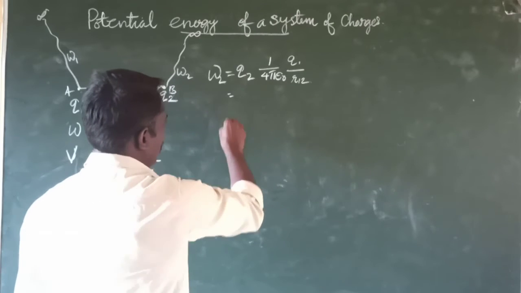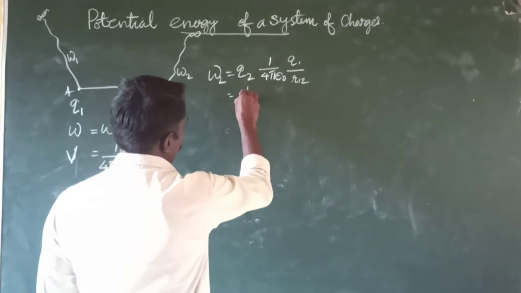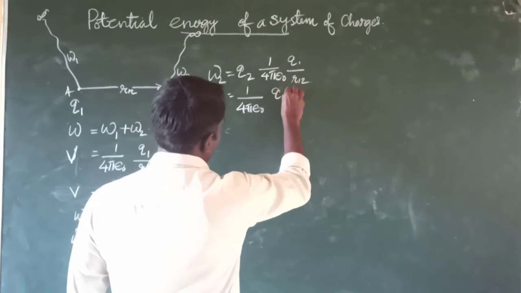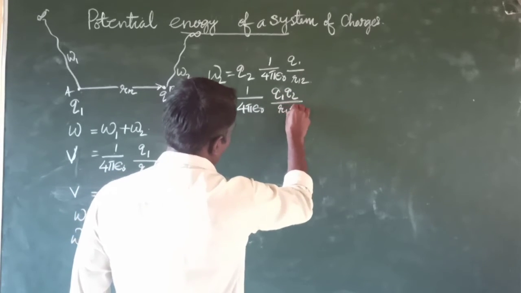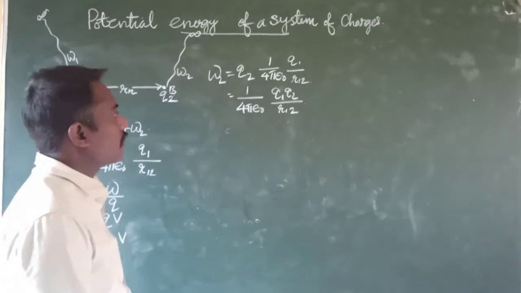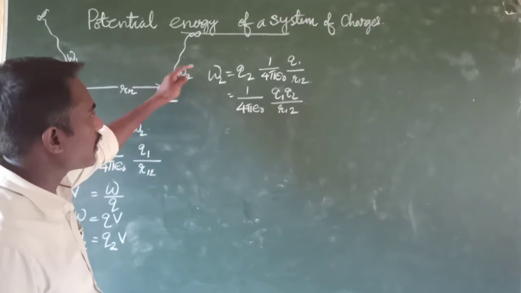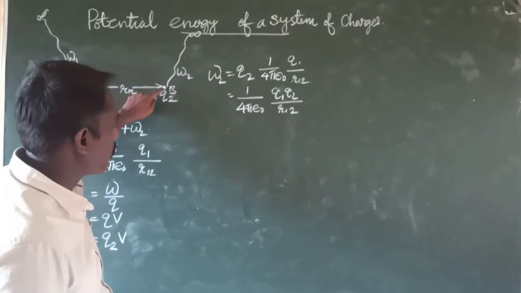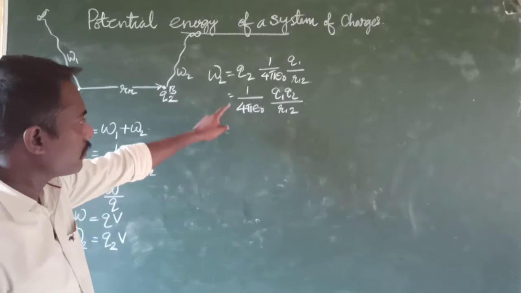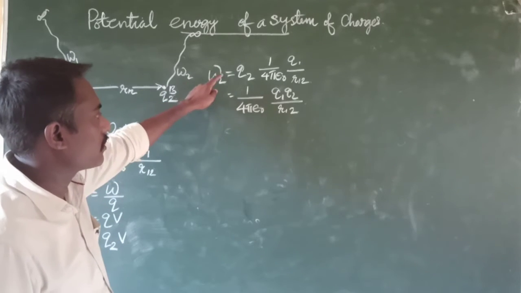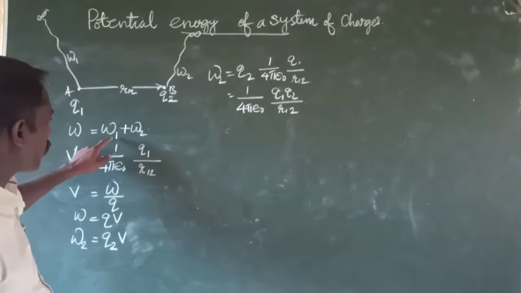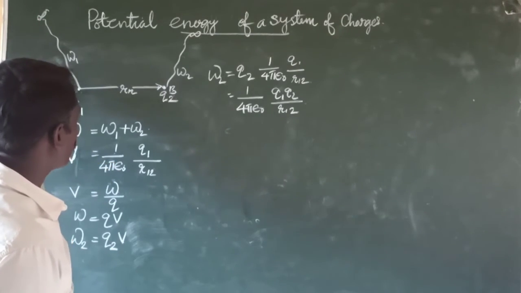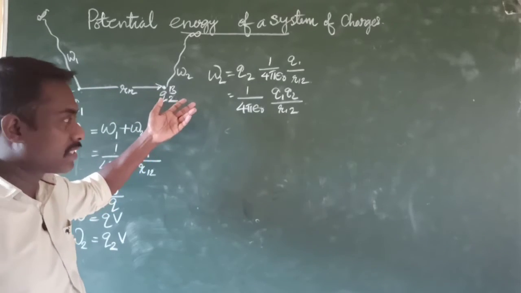So that means 1 by 4 pi epsilon 0 into Q1 into Q2 divided by R12. That is the work done for bringing a charge Q2 from infinity to the point B. Now we have got the value of work done W2, and W1 we already know, that is the work done for bringing the charge Q1 to the point A. That is already 0. We have already seen that.